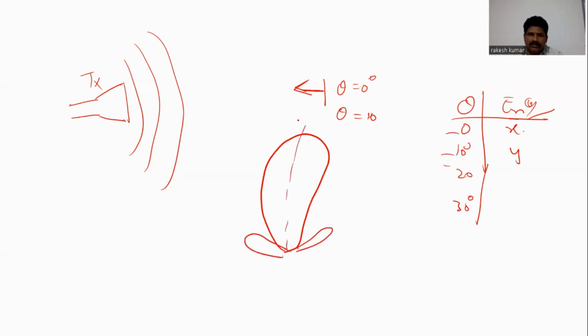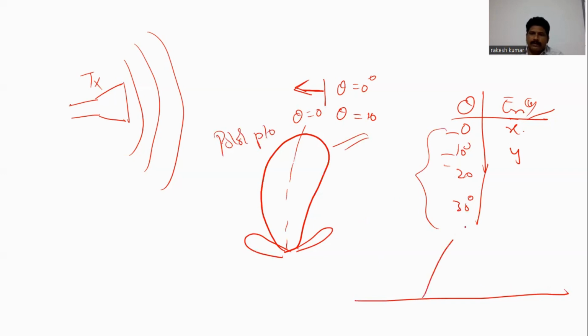Let us consider this is theta equal to 0. Based on these values, I will draw my radiation pattern either in a polar plot, or I can draw it in a linear plot also. This is how the radiation pattern is measured. So this is the very, very important setup.